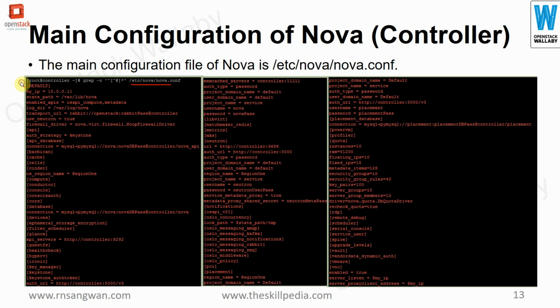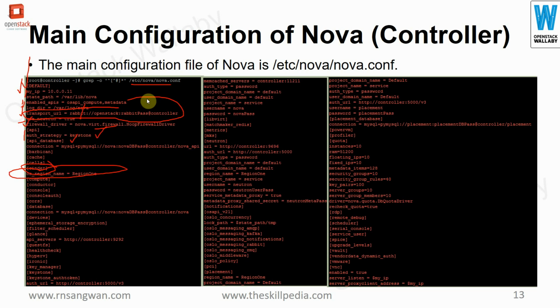If you look at it, we have the default section where we have the IP address, state path, enabled APIs, log directory, and transport URL. Transport URL is where we configure RabbitMQ. Then use Neutron, obviously mandatory, and the firewall driver. Then API details, auth strategy, API database. After that we have the object storage name, region 1, that is the Cinder storage configuration.